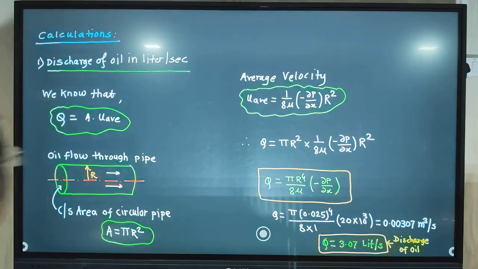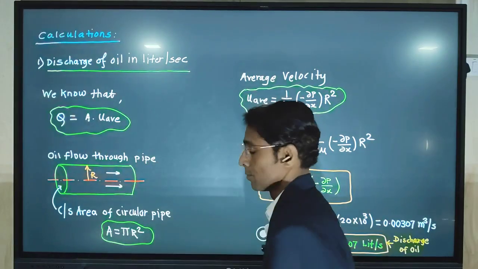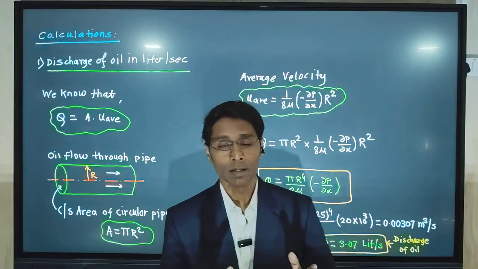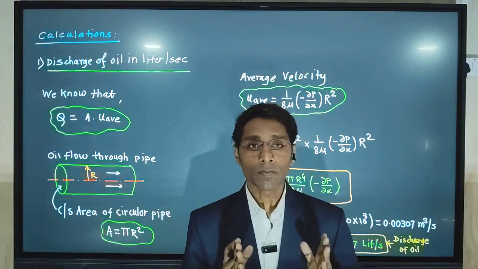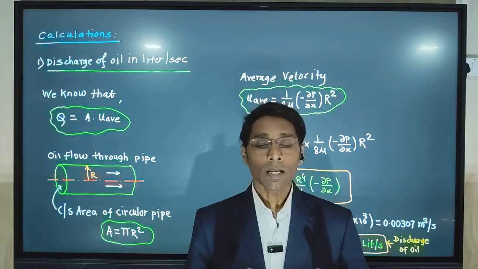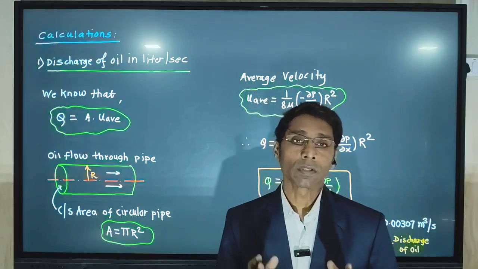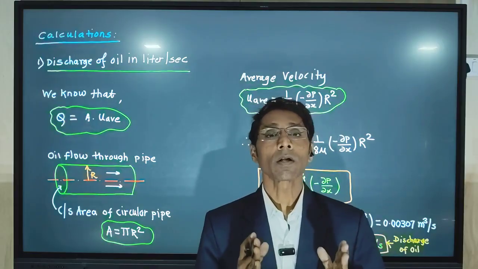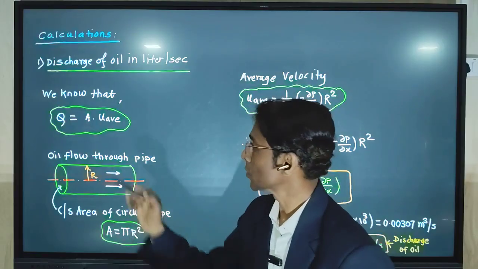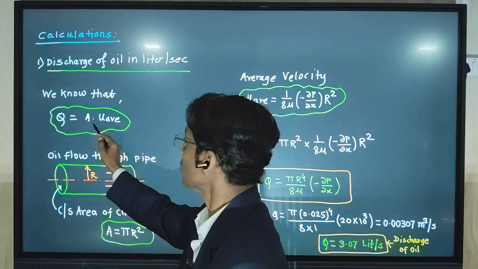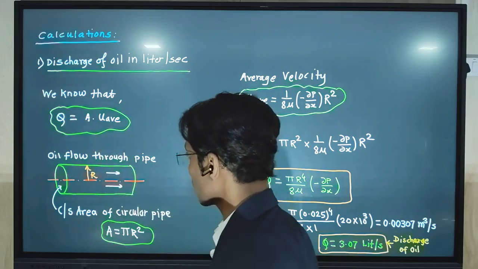Now using this data, first of all we will calculate the first parameter asked, that is discharge of oil in liter per second. Now we know that for incompressible fluid, with the help of the continuity equation we use the discharge formula, that is product of area into velocity. So here we take Q is equal to area into average velocity.